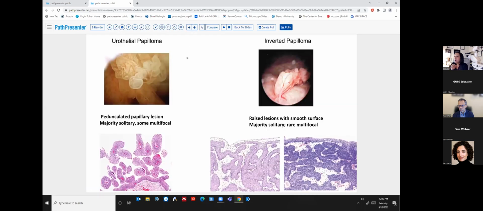So on cystoscopy, urothelial papilloma has fine finger-like projections. This is shown on the left side here, with the corresponding H&E image. Because in inverted papillomas the majority of the growth happens below the surface, the surface is smooth. Often these are pedunculated lesions. Sometimes they can be sessile. The majority of these will be single, solitary lesions, but multifocal lesions have been described.